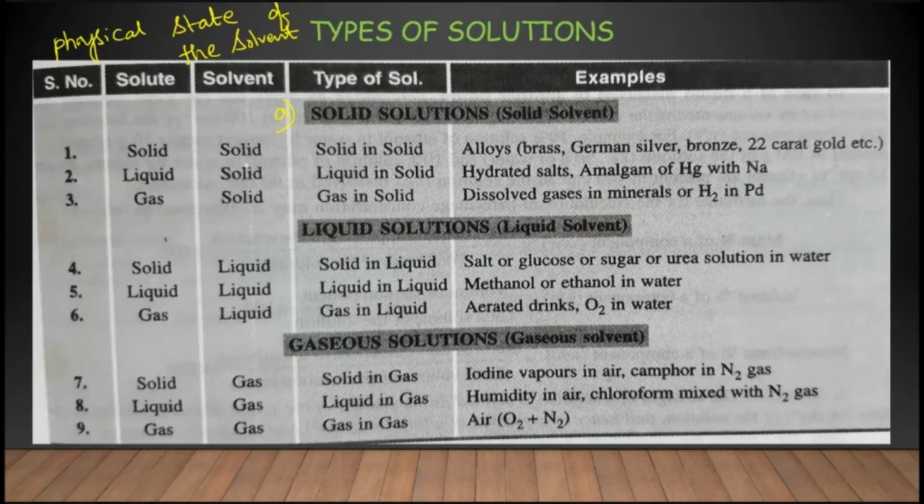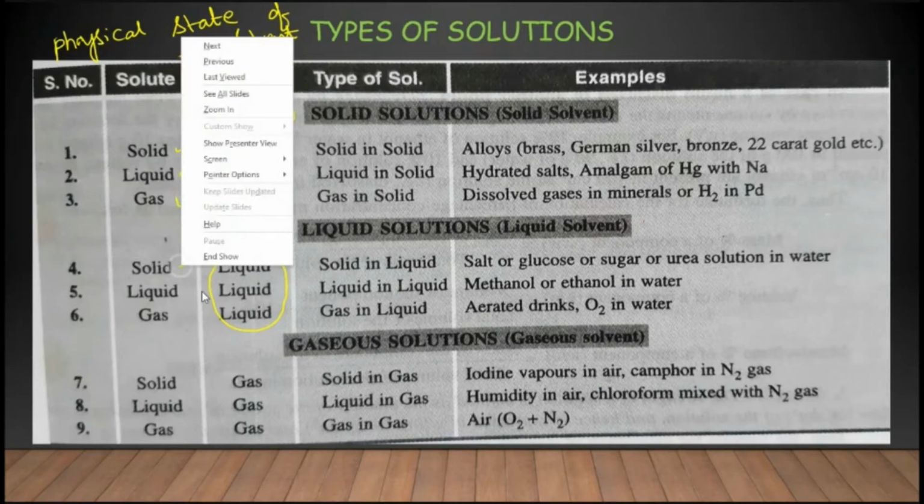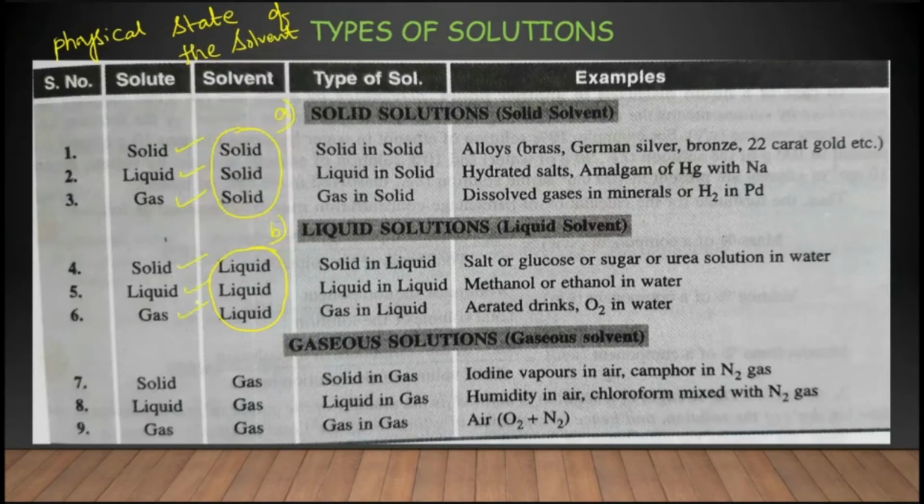Here our solvent is going to be solid. It will remain as it is. It is solid, and the solute will be either solid, liquid, or gas. Okay. The second type of solution is liquid solution, and the solvent is going to be liquid. Obviously the solute should be either solid, liquid, or gas. And similarly, in gaseous solutions, the solvent is going to be gas.